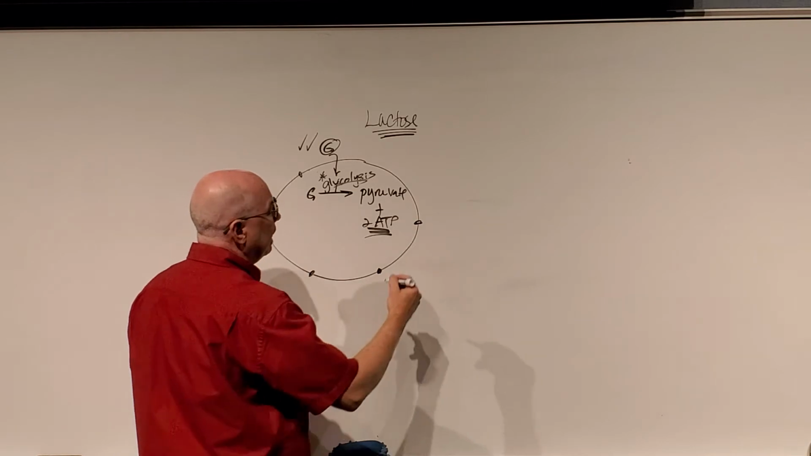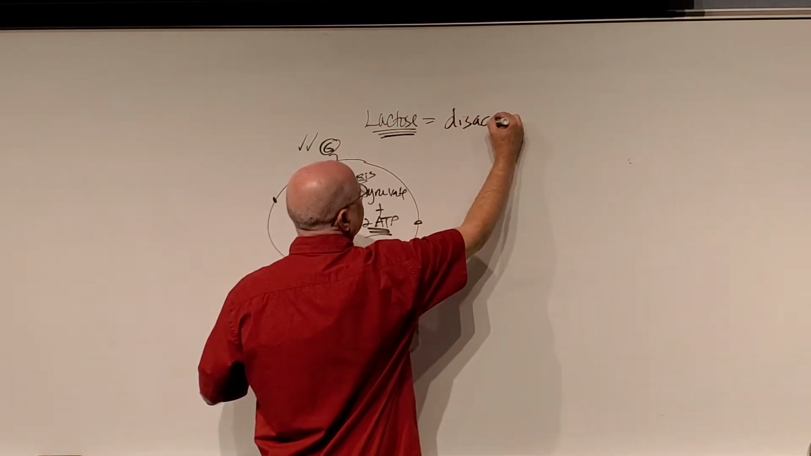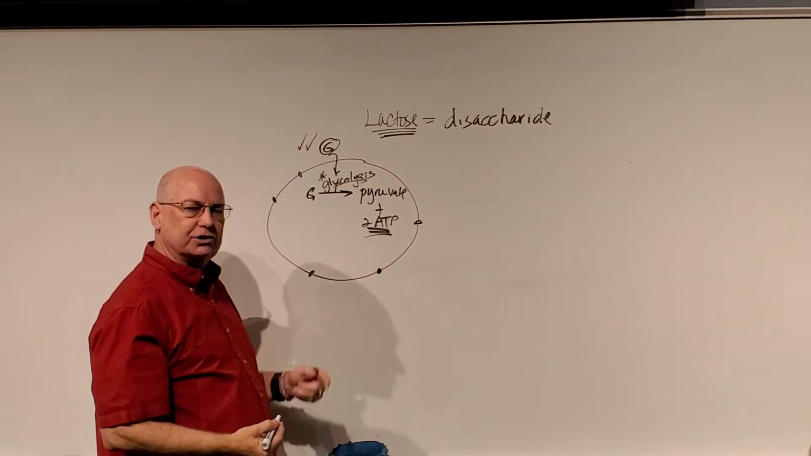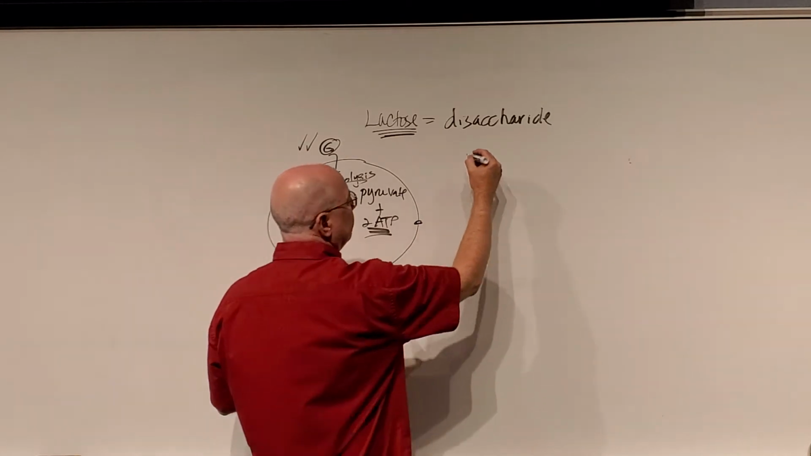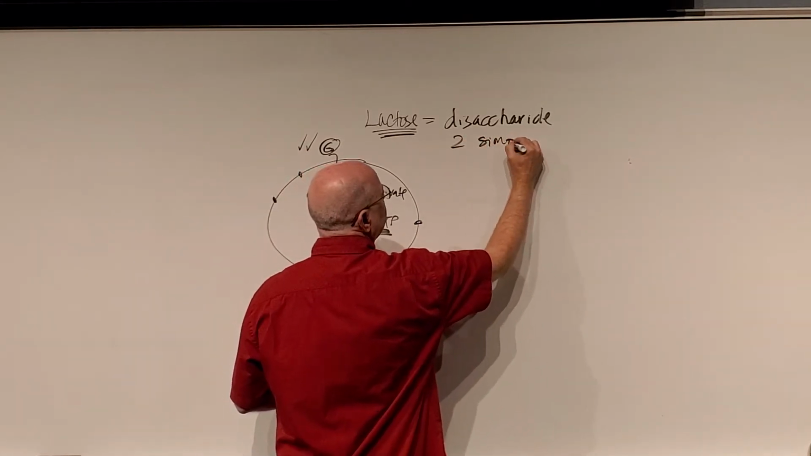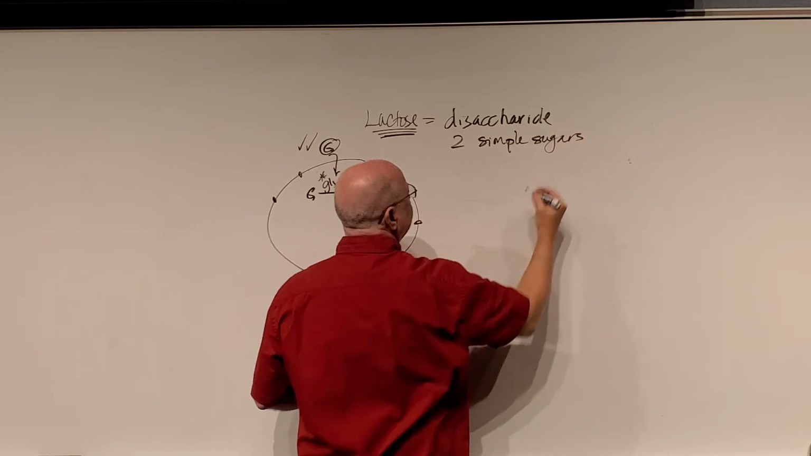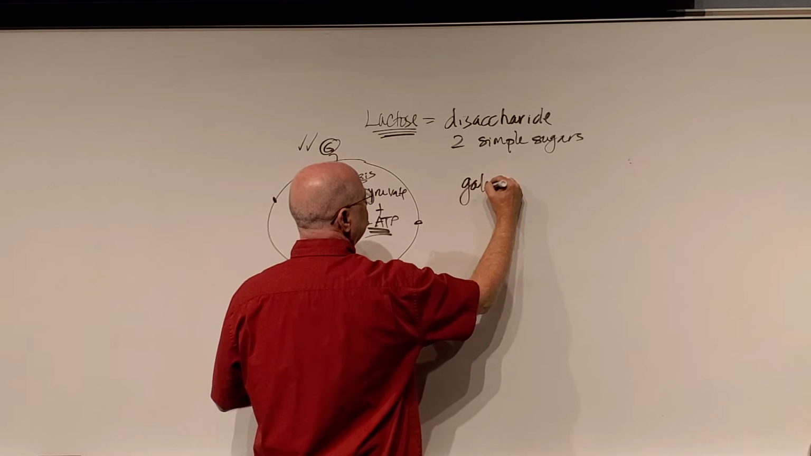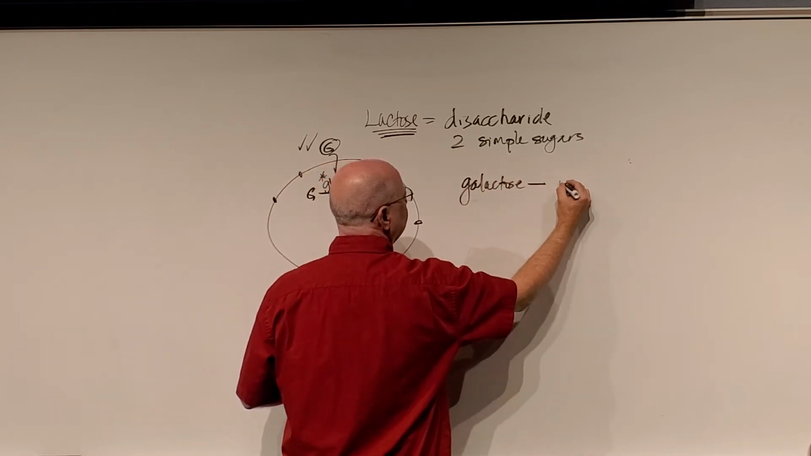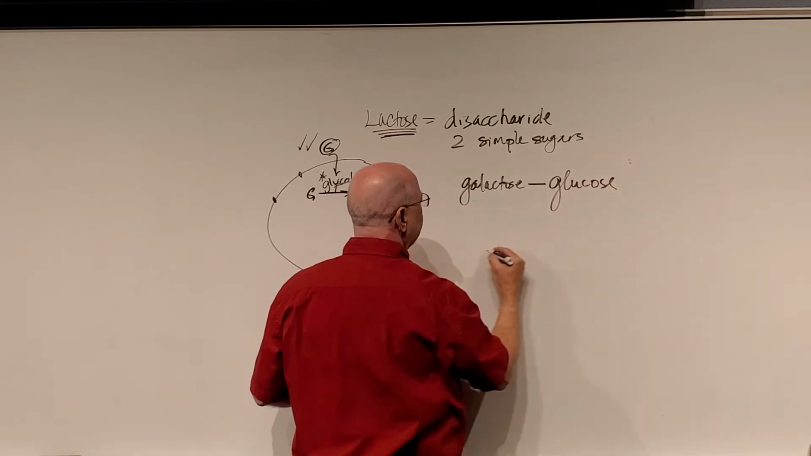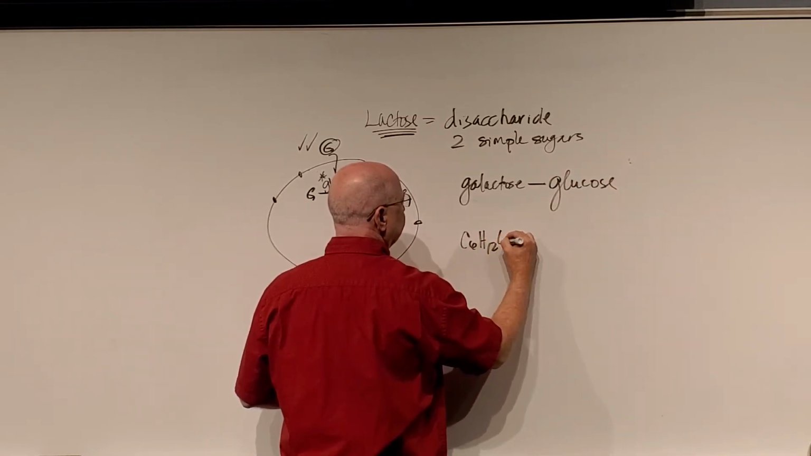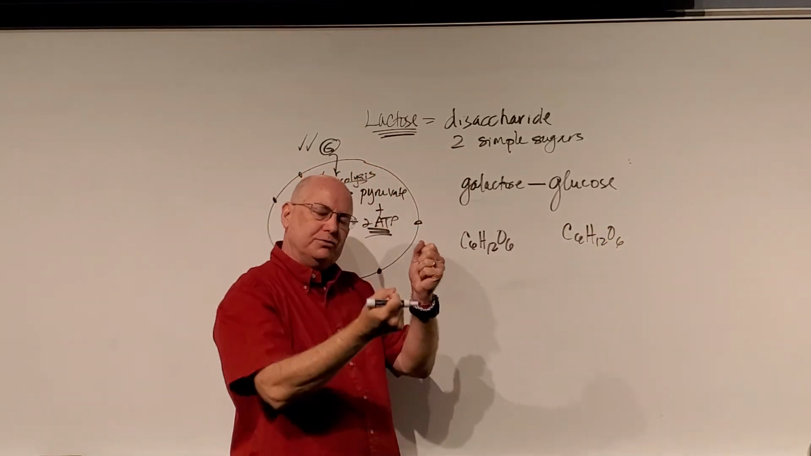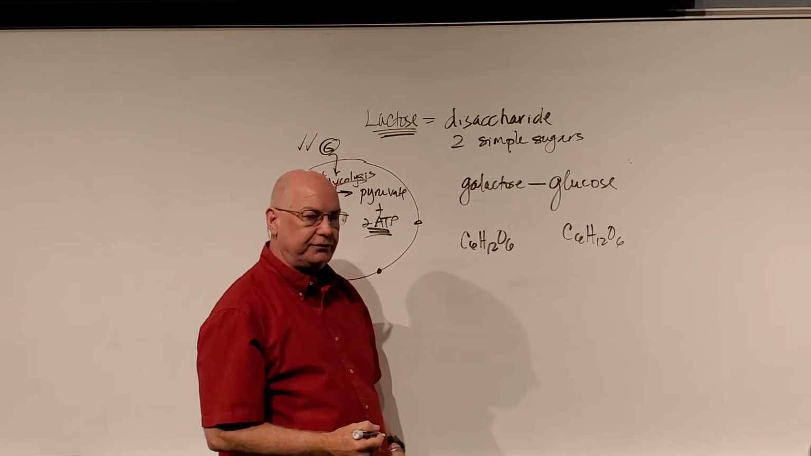Lactose is what we call a disaccharide, whereas glucose is a monosaccharide. It's a single 6-carbon sugar. A disaccharide is 2 simple sugars in a chemical bond together. Lactose is made up of a 6-carbon sugar called galactose bound to another 6-carbon sugar called glucose. They both have the chemical formula C6H12O6. The order and arrangement of the carbons, hydrogens and oxygens is slightly different.